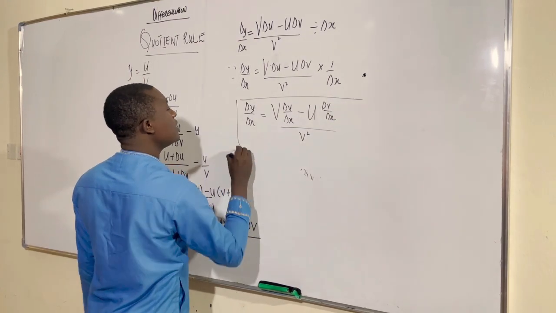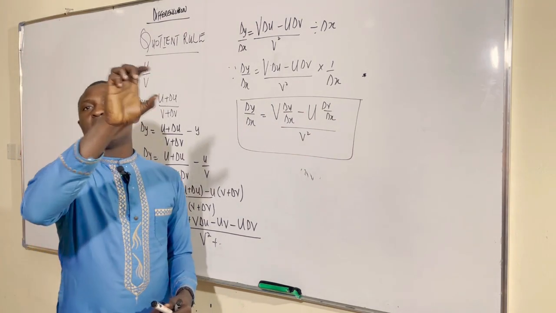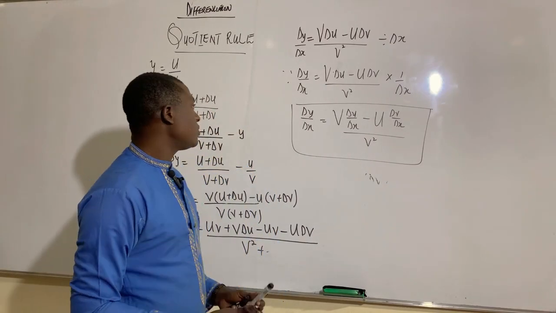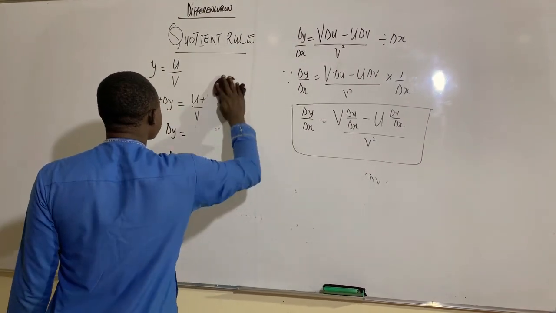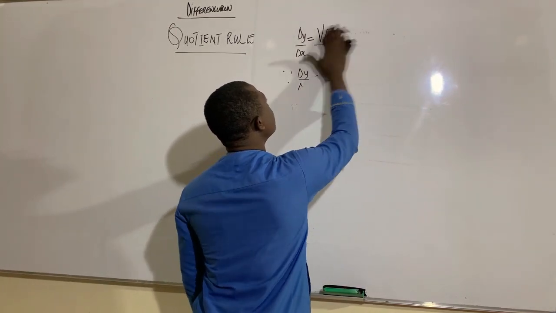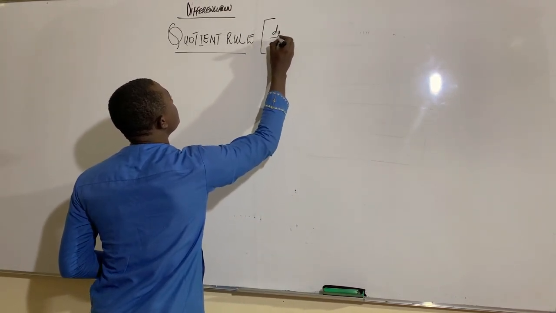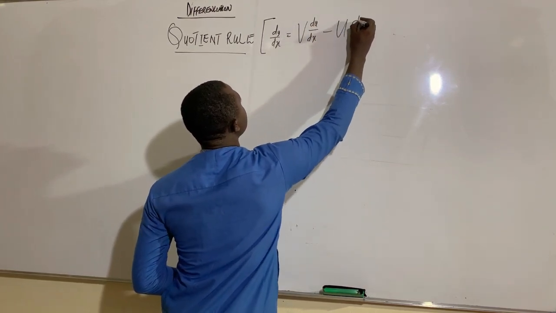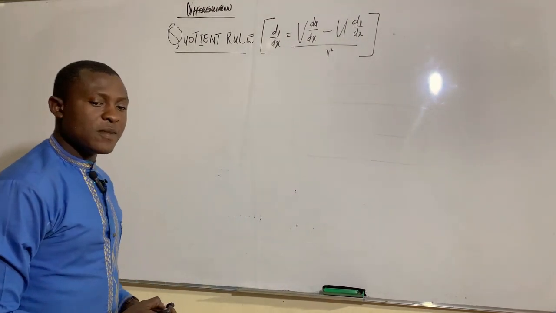So this is the formula for the quotient rule. Just like the way we do under the product rule, if you are given a problem, you let the one you have at the numerator be u, let the one you have at the denominator be v, then differentiate them one after the other and plug them into the formula. So in general, we can have dy dx is equal to v du dx minus u dv dx all divided by v squared. This is the formula for the quotient rule.